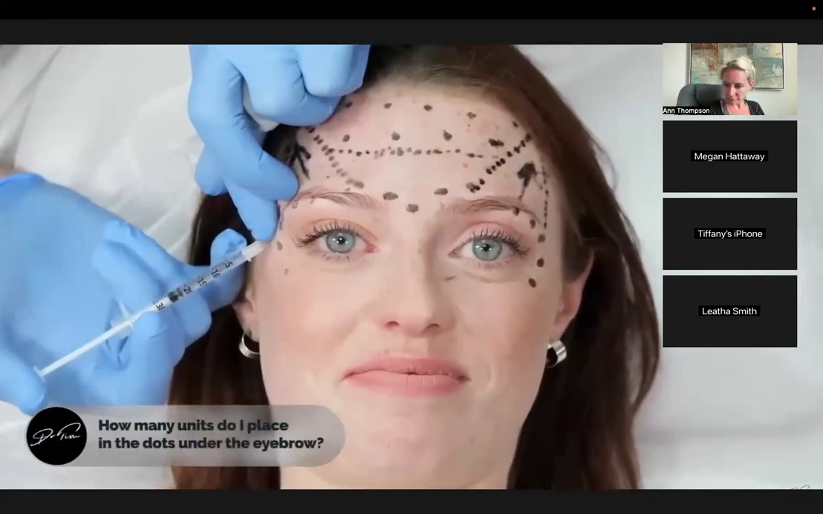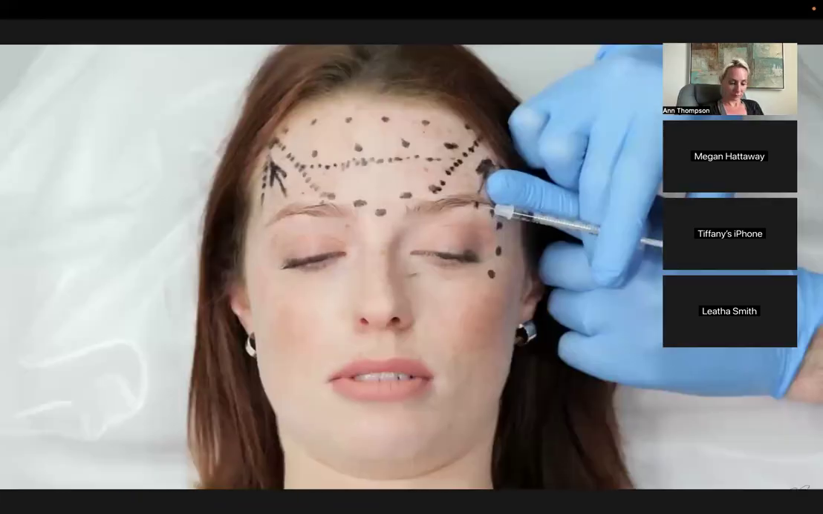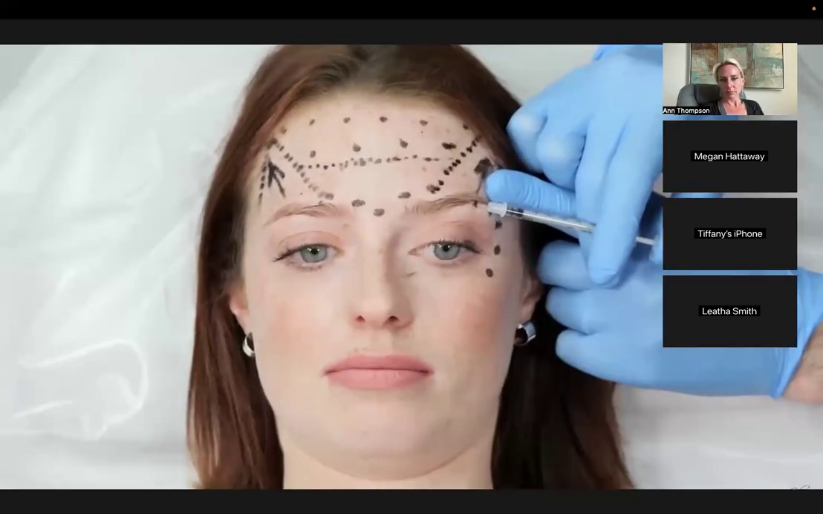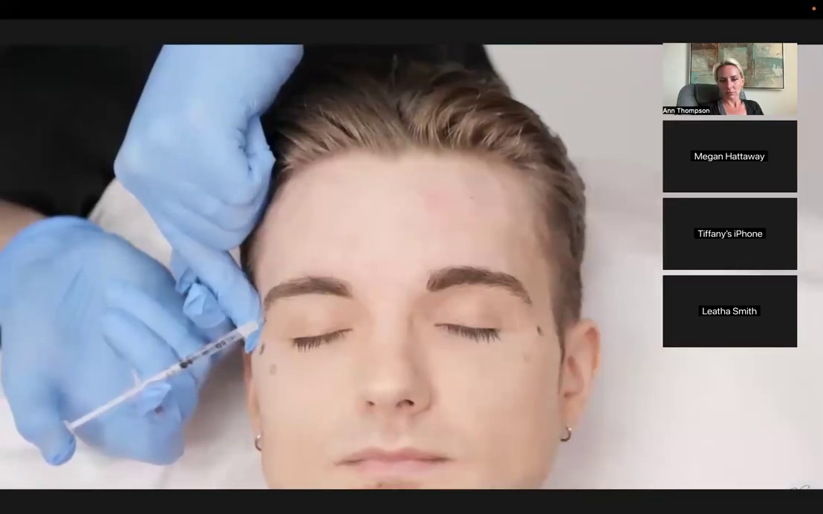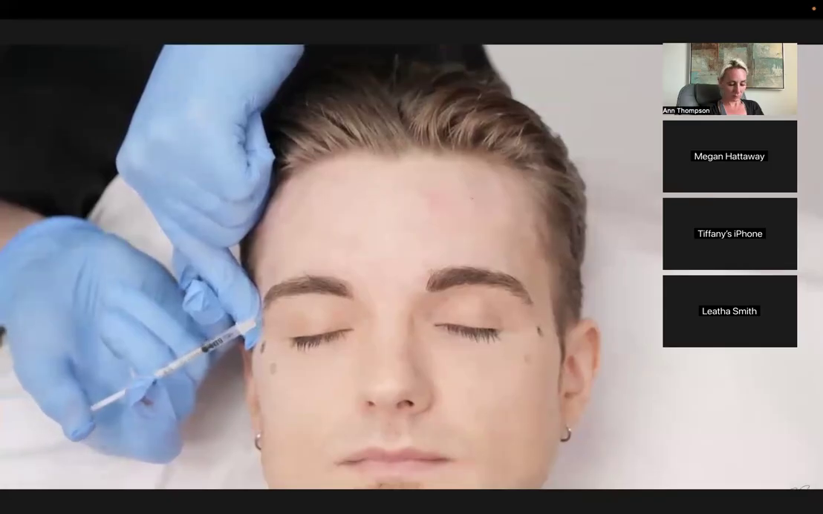Another question that we got many times was, how many units do I like to place in the dots underneath the eyebrow? I find it really helpful using just a 1 unit dose, and this is enough to get a difference. I'm not necessarily trying to paralyze the bulk of the muscle. I just want to affect those fibers that are pulling the eyebrow down.